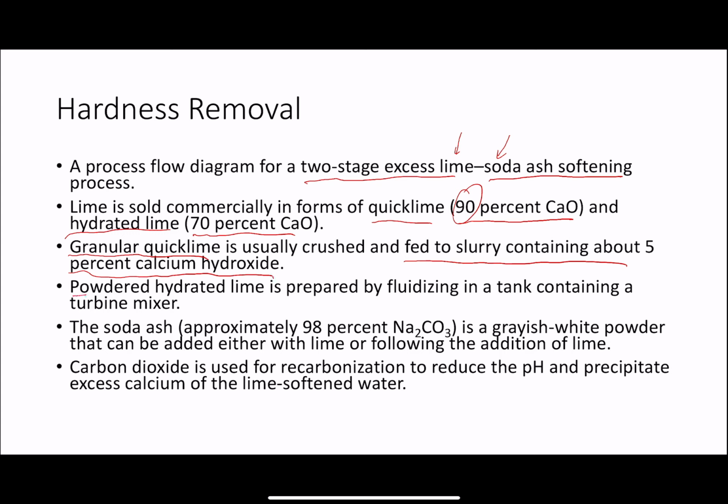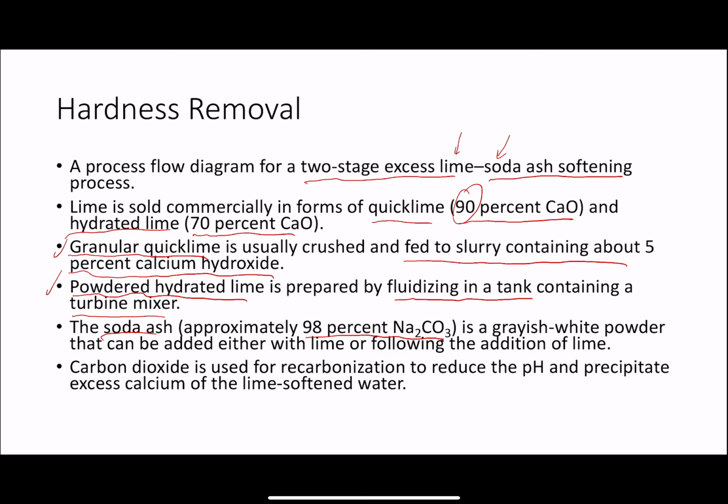And also the powdered hydrated lime is prepared by what? Fluidizing the tank containing the turbine mixers. So it's either granule or powdered. Now these are the types of the lime. Now let's look at the soda ash. Soda ash is approximately in the market 98% Na2CO3. That's nice. That's better than lime.